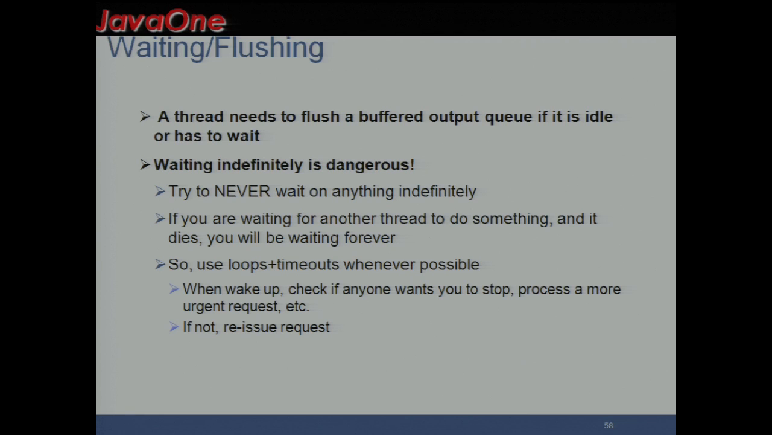So you want to try to never wait on anything forever, right? Because if you do, and another thread needs you to do something, like stop, for example, you're going to be waiting forever. And so you really want to use loops and timeouts whenever you can. That way you can wake up, see if anybody wants you to stop, or maybe there's a more urgent priority request to deal with. And if not, then you can just go back to waiting again. But I can't recommend this enough. It's really important you never wait on anything forever.